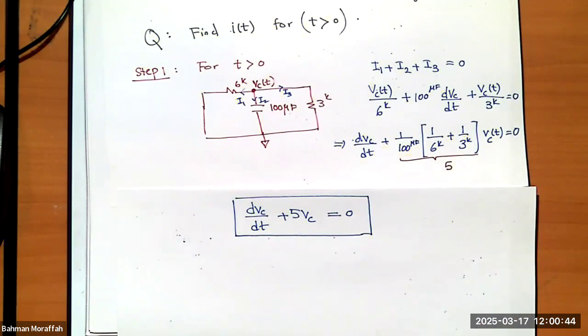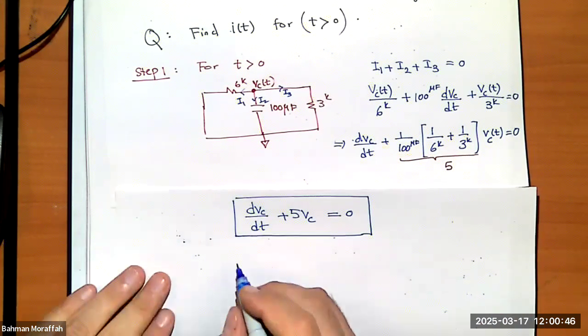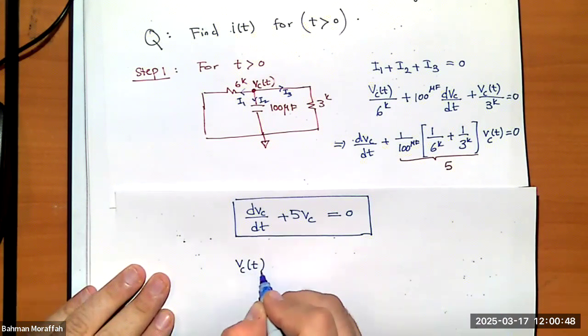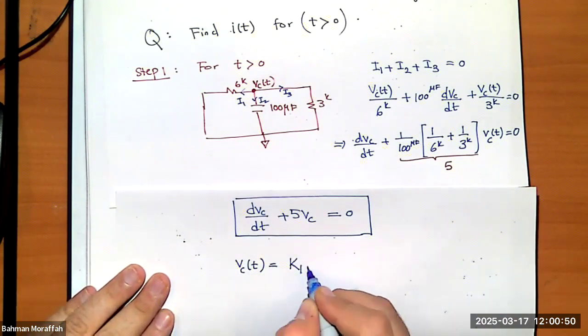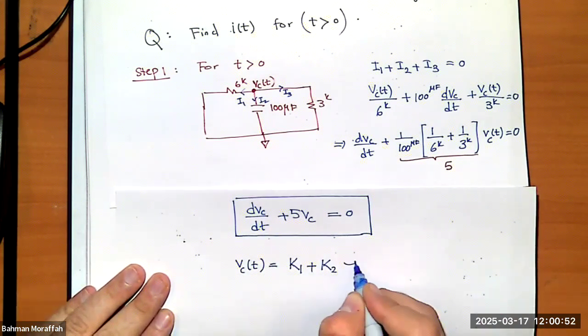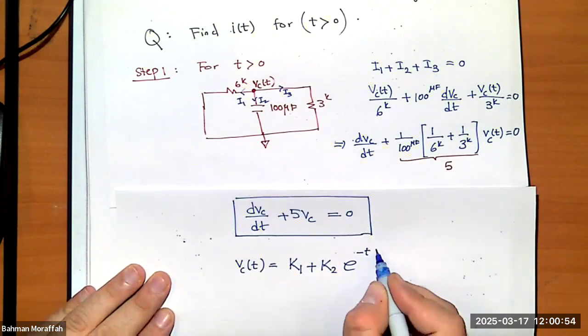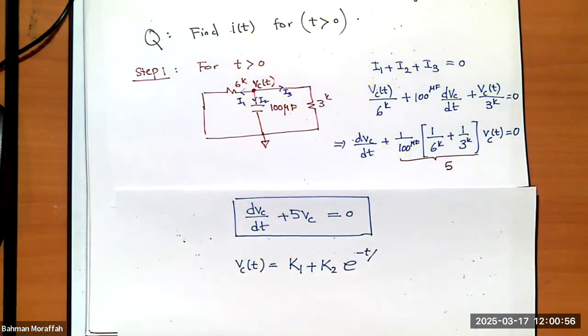What is Vc of t then? Vc of t is some K1 plus K2 e to the power of minus t over tau. What is tau over here?